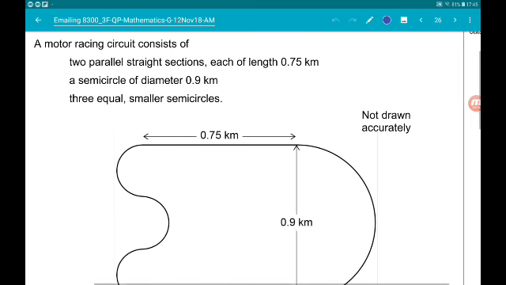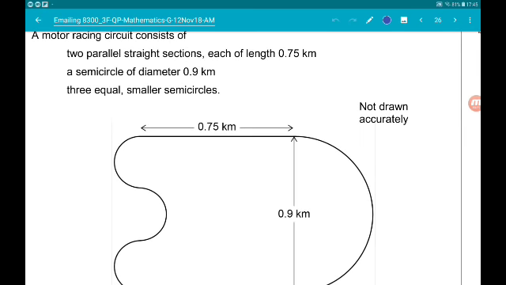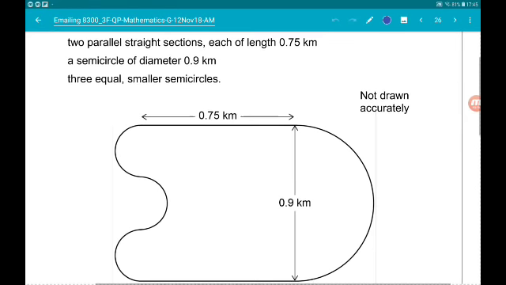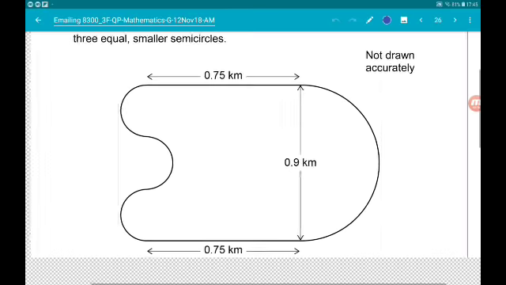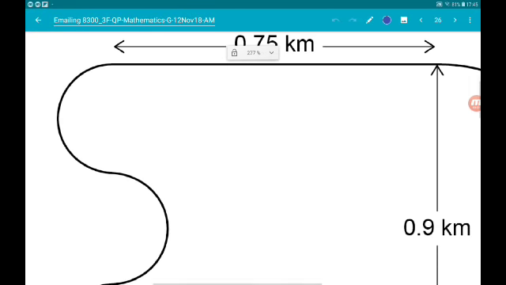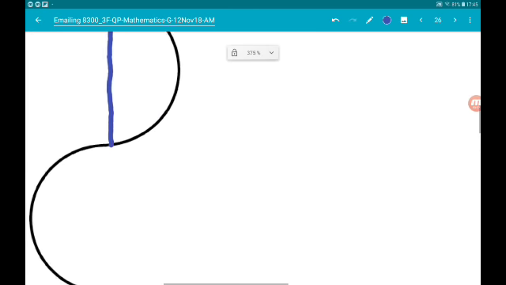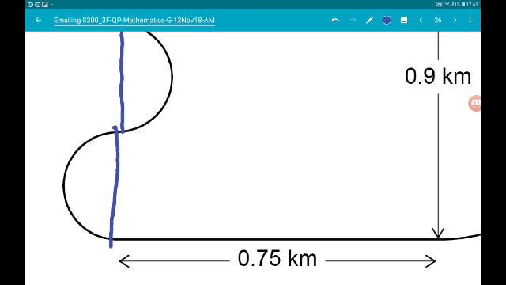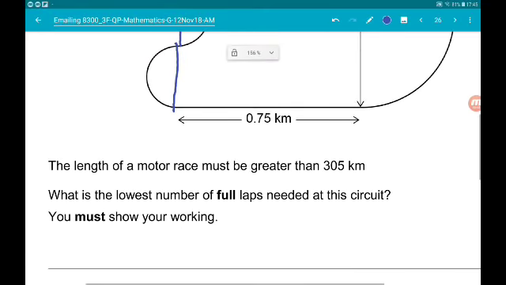semicircle of diameter 0.9 kilometers, and 3 equal smaller semicircles. So those are these guys here. So there's 1, there's 2, and there's 3. Now we're told the length of a motor race must be greater than 305 kilometers. What is the lowest number of full laps at this circuit? We must show our working.